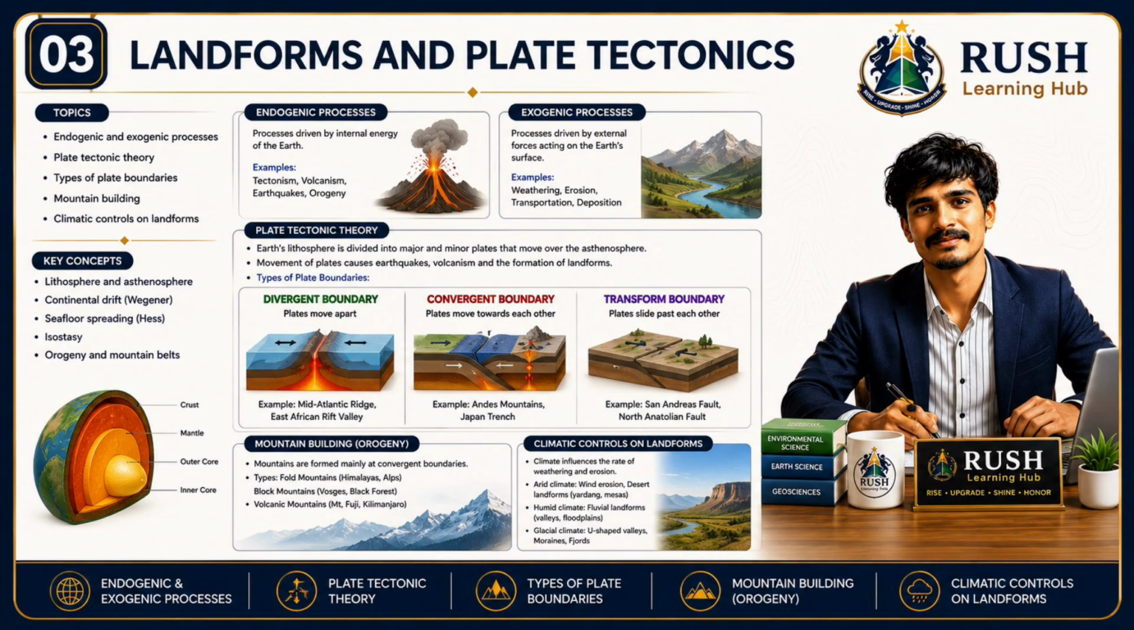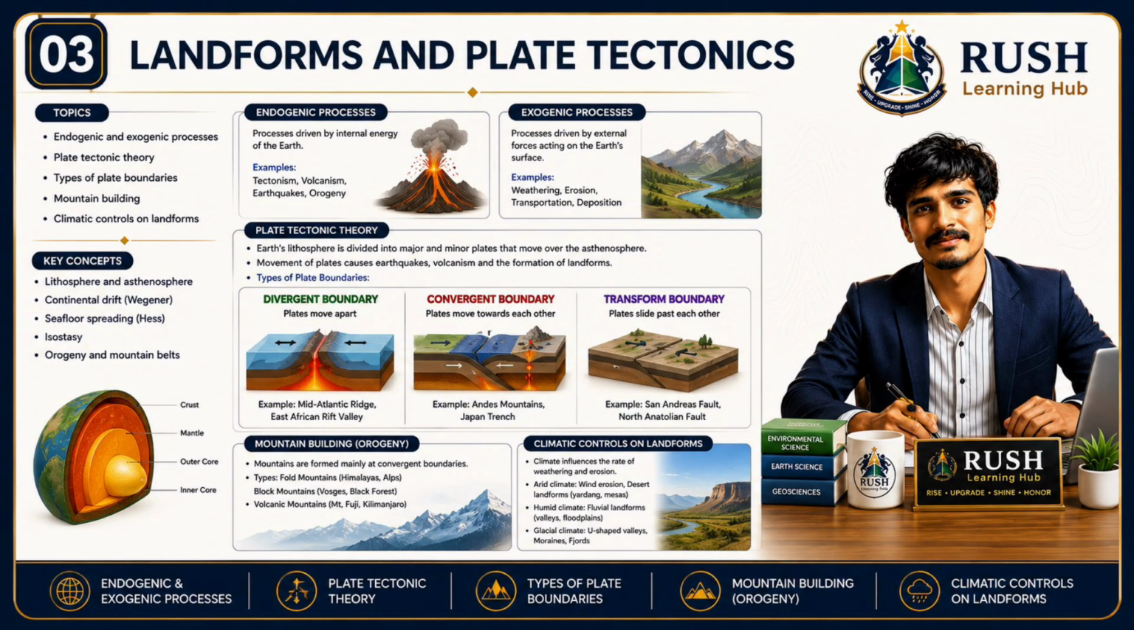mountains and ocean basins. Before the development of plate tectonics, Alfred Wegener proposed the continental drift theory in 1912. According to this theory, all continents were once united into a single supercontinent called Pangaea, which later broke apart and drifted to their present positions.